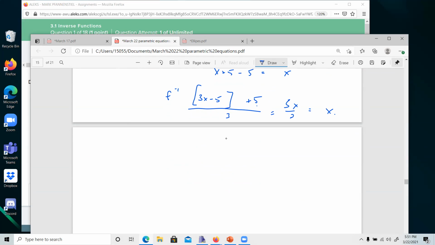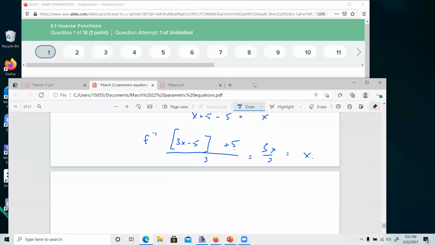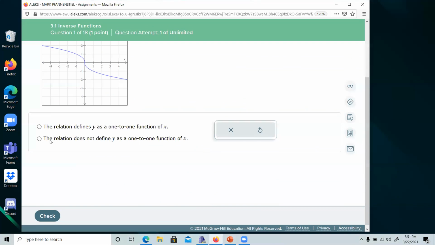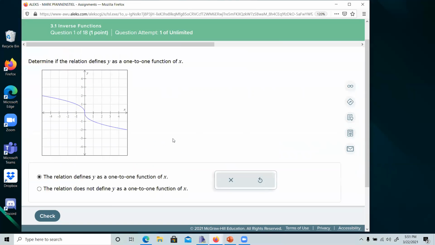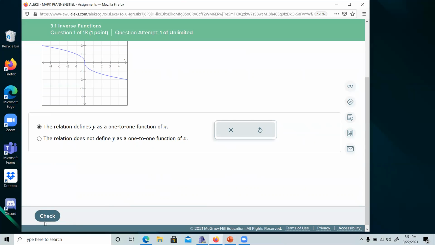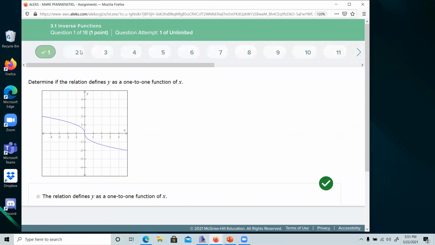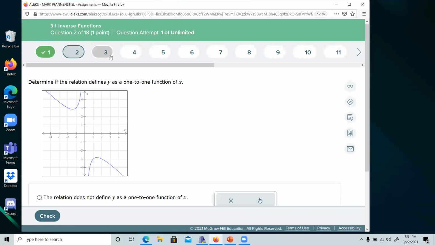Okay, so I know I'm kind of cheesy because I picked a line. Lines tend to have really boring inverses because they're also lines, but it does get the point across with an example that's very accessible. All right, so yes, this relationship is a one-to-one function, so we're okay. And we could move on. We can check. All right, and then move to some different problems.